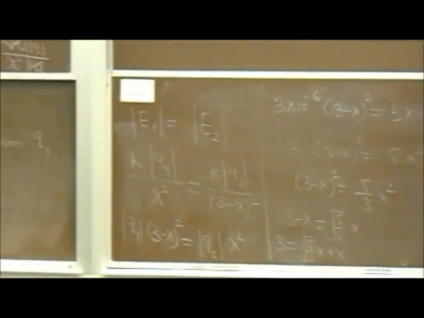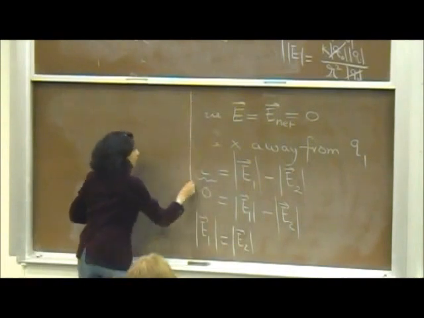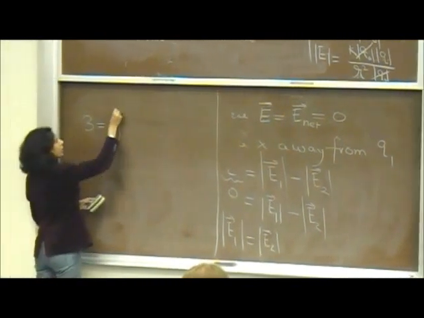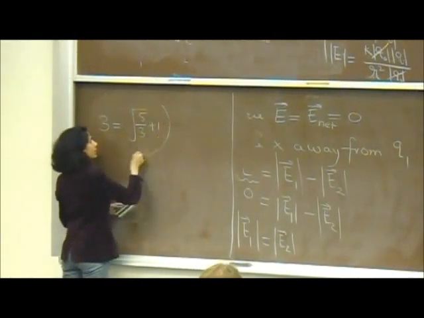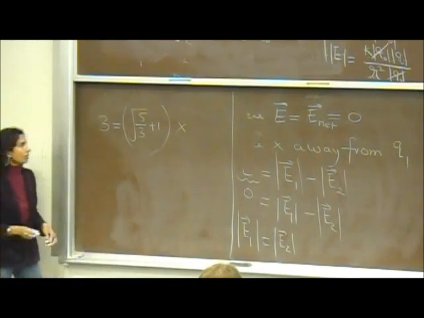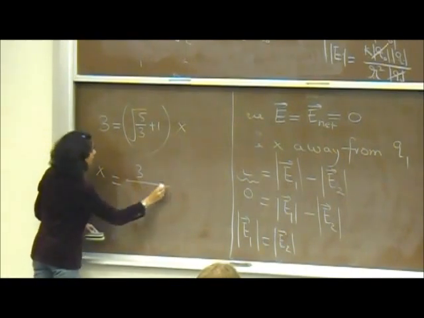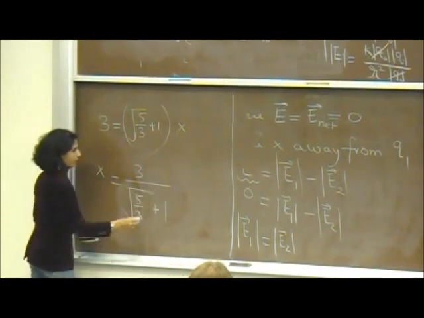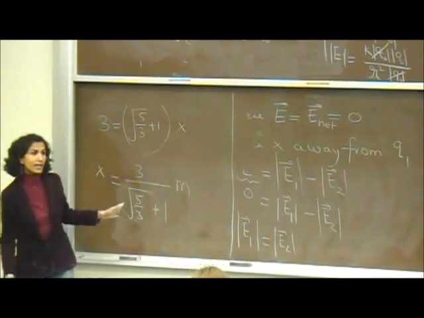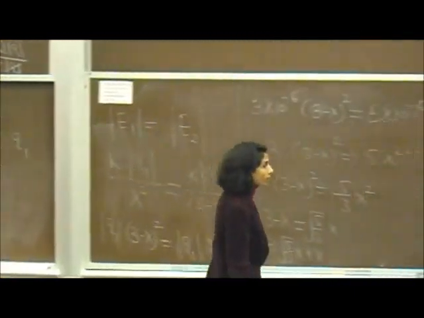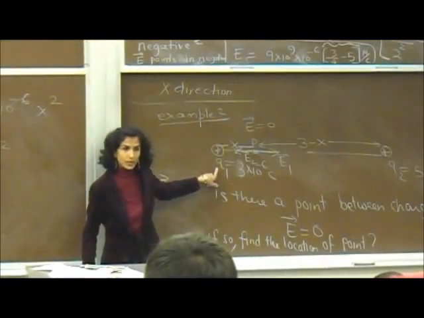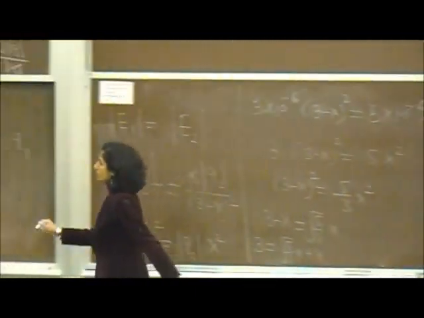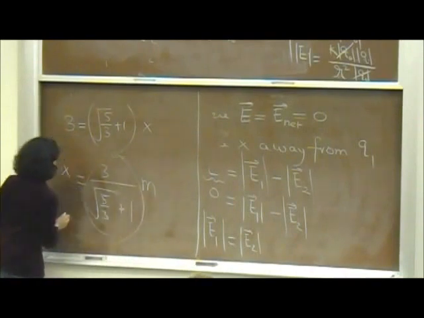Is everybody with me? And what this also says, let me just write it over here. From there we can see that 3 meters is equal to square root of 5 over 3 plus 1, times x. Or x, the thing that we are looking for, is 3 divided by square root of 5 over 3 plus 1. So this many meters. Have we found the answer? Yeah. So this is the distance from the charge Q1. So the distance of the point where the electric field is zero is this many meters away from Q1.